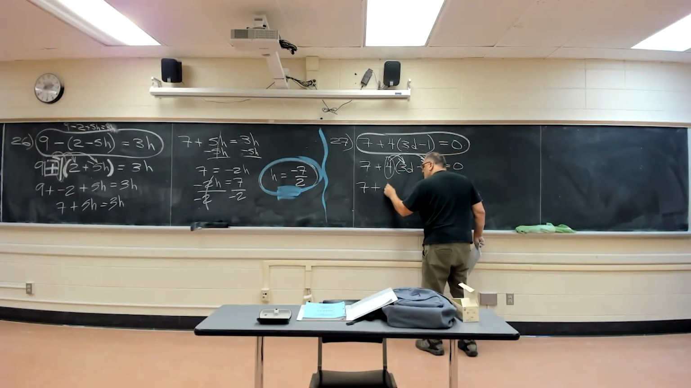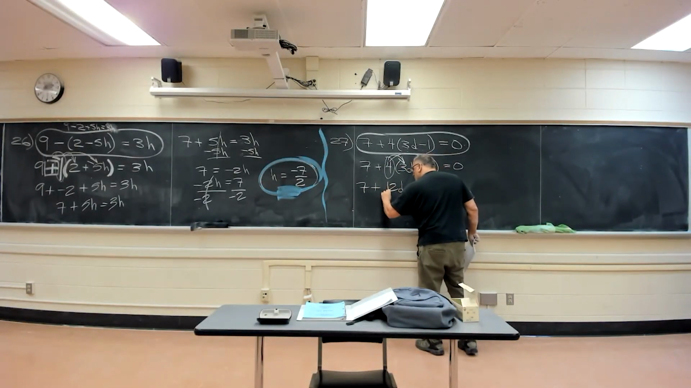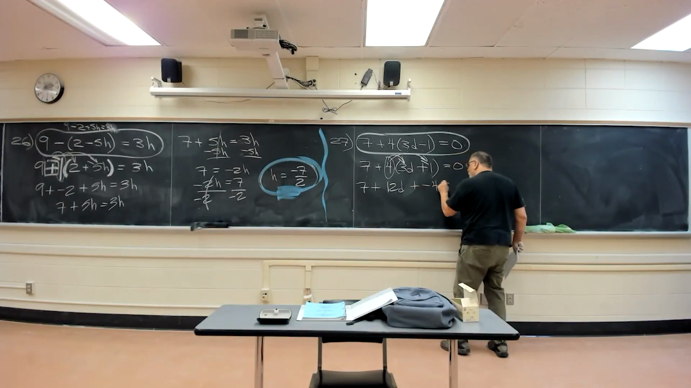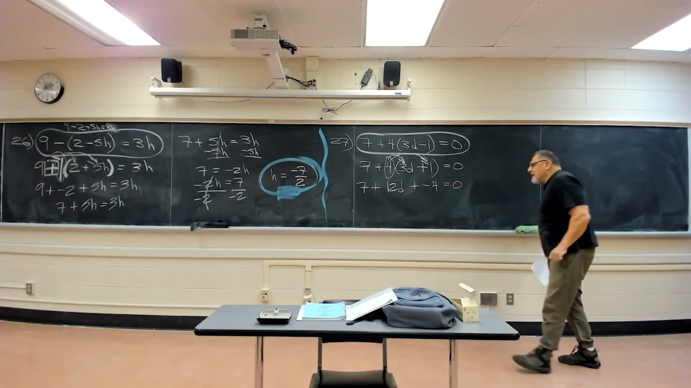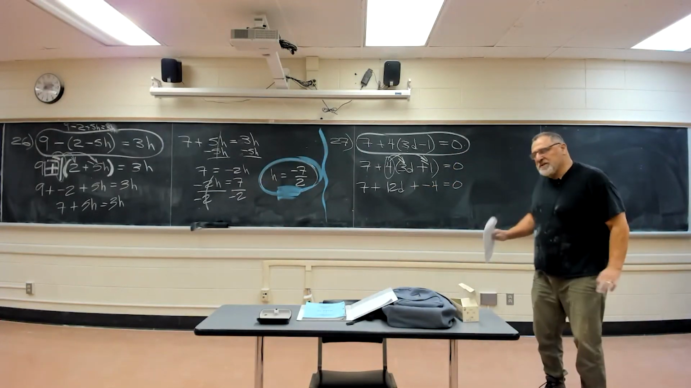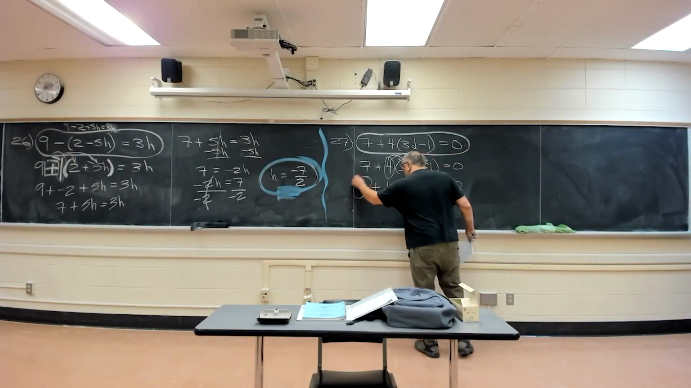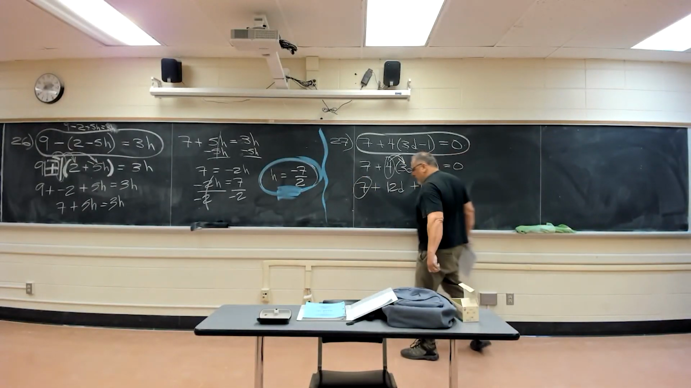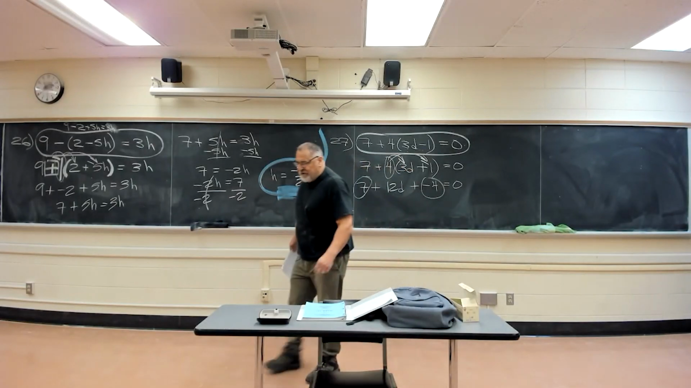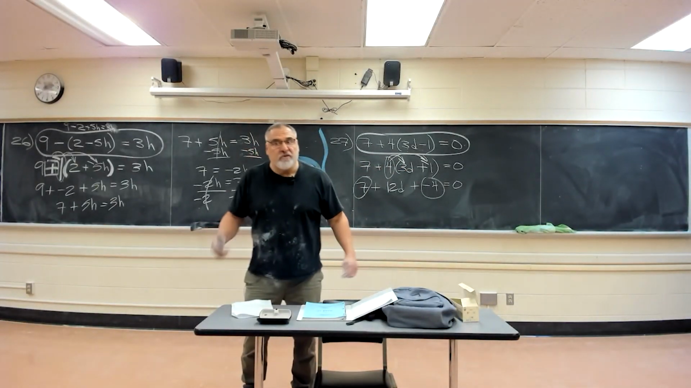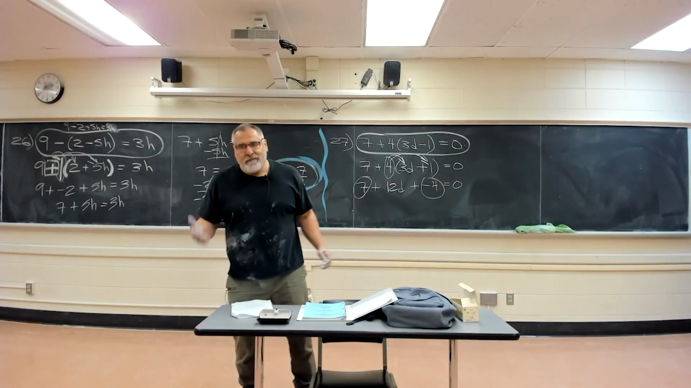4 times 3d is 12d. 4 times negative 1 is negative 4. It's a lot easier than you think it is, but you still have to be careful. Get like terms together. Remember, if you add apples and apples, you don't get square apples. When you multiply apples and apples, you get square apples. Sure you do, if you allow me to say it that way.